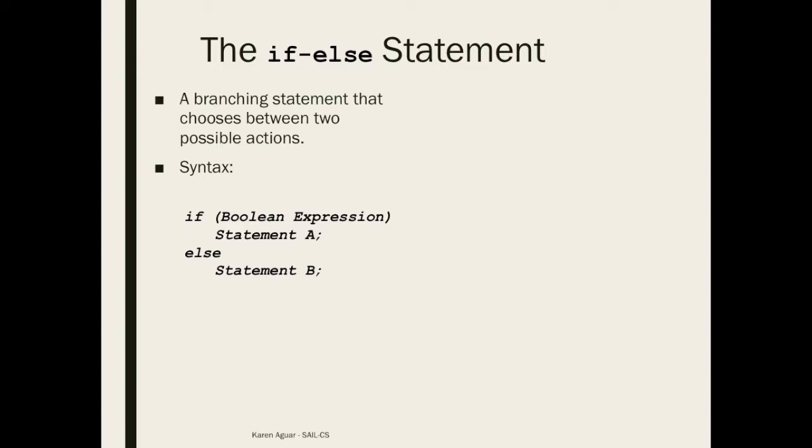The most basic form of a branching statement is called the if-else statement. This is a branching statement that chooses between two possible actions. We can see the syntax below here. We use the keyword if, followed by a Boolean expression enclosed in parentheses. This Boolean expression is something that evaluates to either true or false.